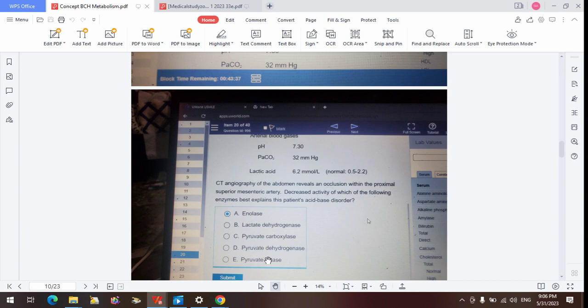Your pyruvate carboxylase will help you form oxaloacetate, fine, but that is driven towards gluconeogenesis, making oxaloacetate available for gluconeogenesis. It's not concerned with the oxygen status, whether oxygen is there or not. What is actually concerned with oxygen status is what will make our glycolysis progress to TCA. And the enzyme doing that is your pyruvate dehydrogenase.